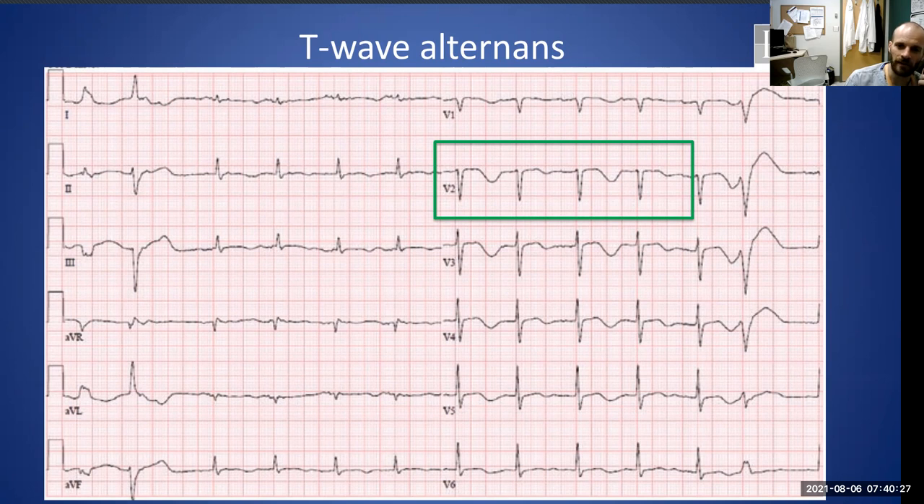You don't see it very often. It's more likely to be seen in a very, very subtle form, which you need a sort of computer-aided interpretation to help you detect. But this big macroscopic T-wave alternans is much less common, but it's pretty striking and quite interesting when you do see it.